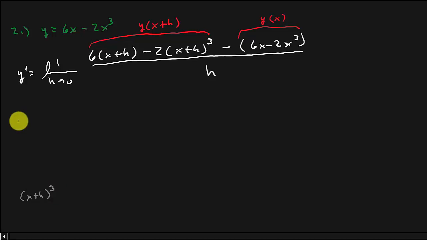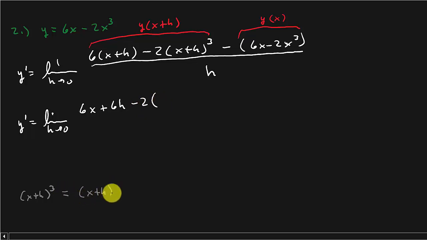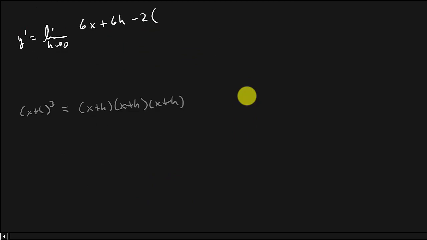Because what I need is y prime is the limit as h goes to 0 of 6x plus 6h minus 2 times, and now I need that x plus h cubed. All right, so let's do that. Remember, that's x plus h times x plus h times x plus h. And so what do we get here? Well, we get x squared plus 2xh plus h squared times x plus h. So this came from multiplying those two together, and now I have to multiply it by that.